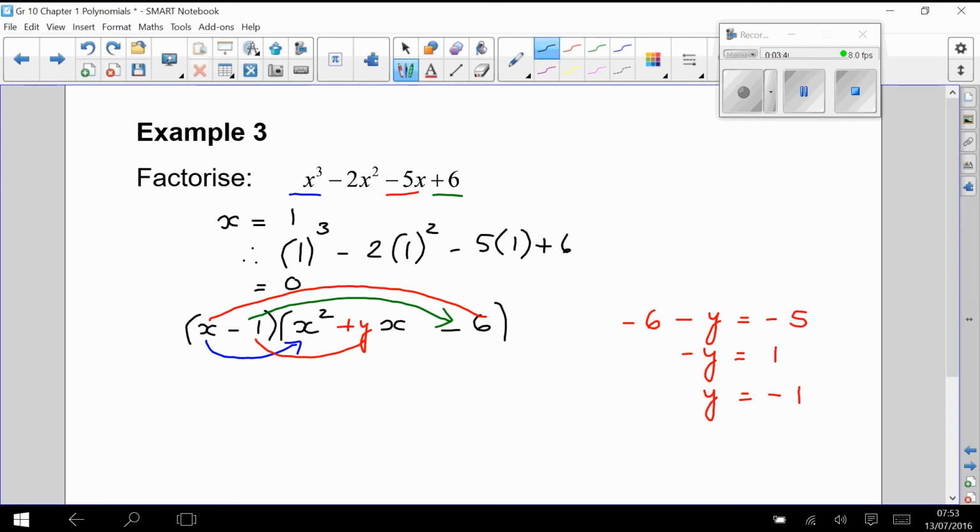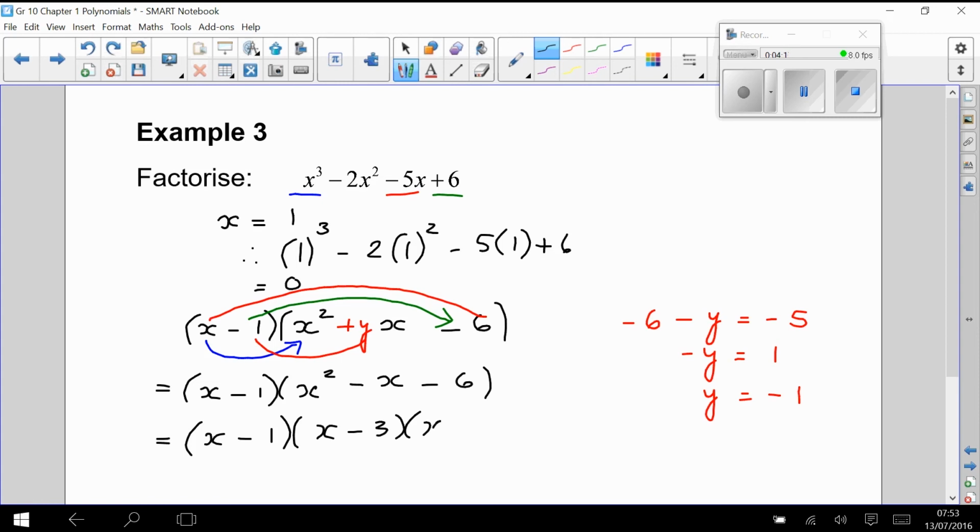In other words, the quadratic factor that I have just created is going to be x squared minus 1 times x minus 6. So what I've done so far is I have broken my original expression up into two factors. But the second factor is not yet fully factorized because it's still a quadratic factor, and I can, using the trinomial method, factorize that further so that it becomes two linear factors of x minus 3 and x plus 2. Using this method, I have now been able to factorize a cubic expression.